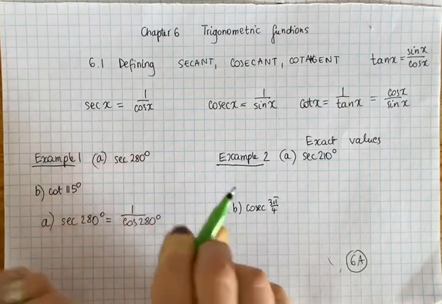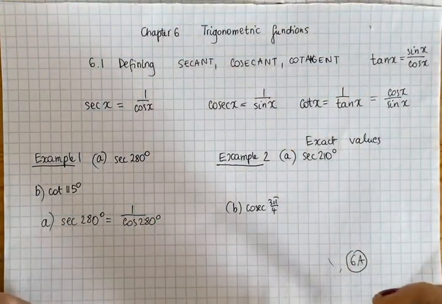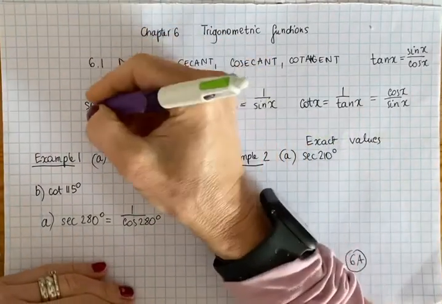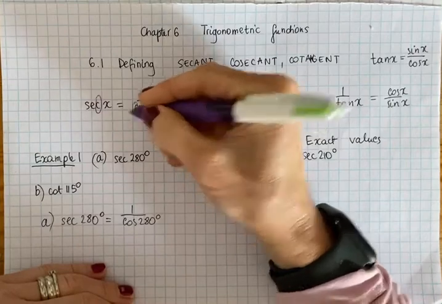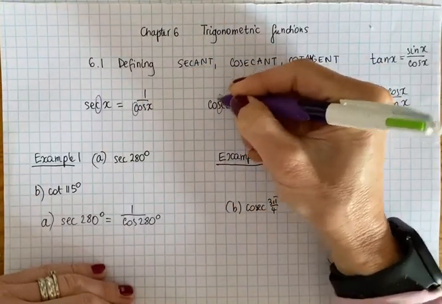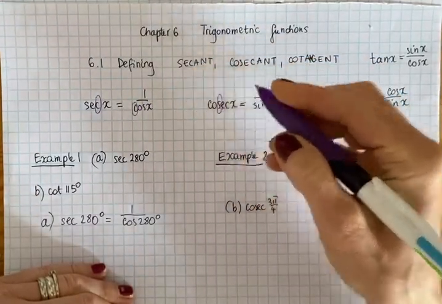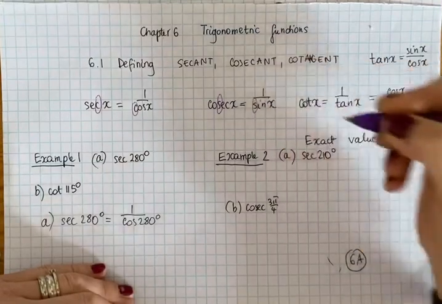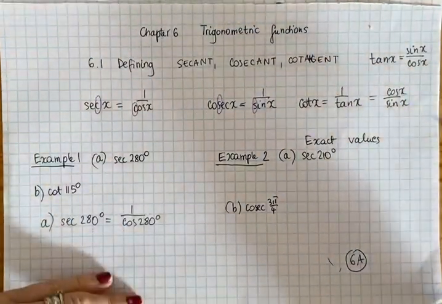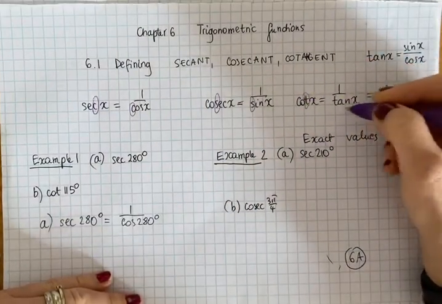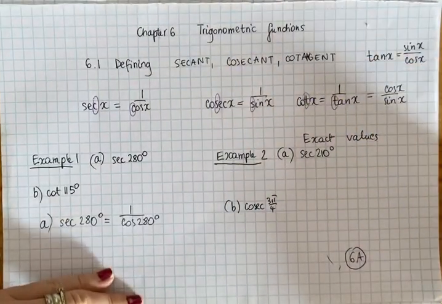Now, if you're thinking you're not going to remember which one is which, some people go by the third letter. So sec finishes with c, so it's 1 over cos. Cosec has the third letter as s, so it's 1 over sine. And cot, it's just easy, but you could see that the third letter is t, so it's 1 over tan.